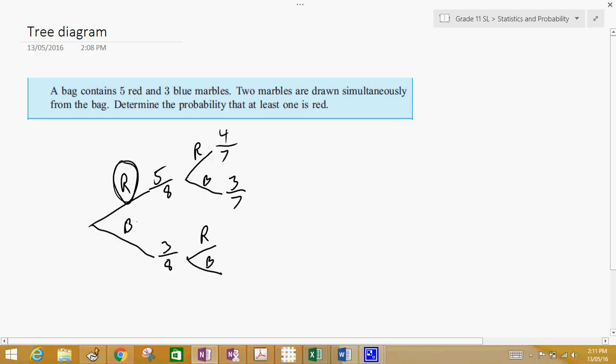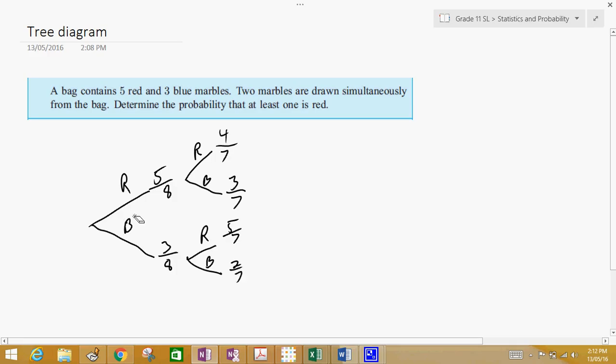Next one, if I'd taken a blue on my first try, there was 3 blues. Well, now there's 2 blues and 5 reds. So 5 out of 7 and 2 out of 7.